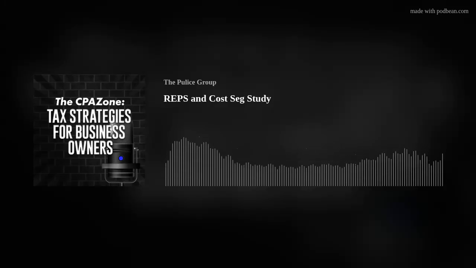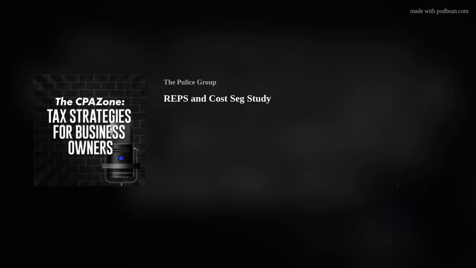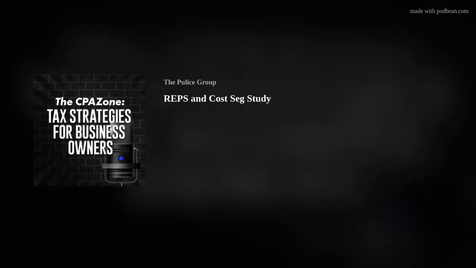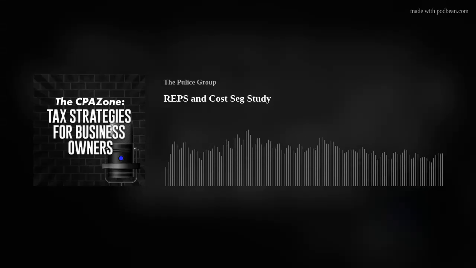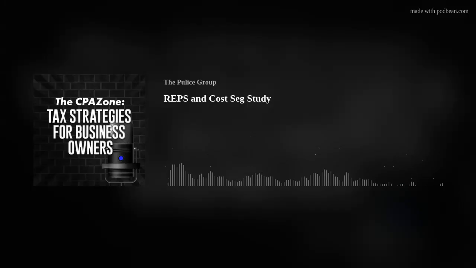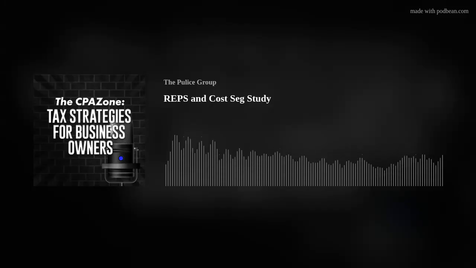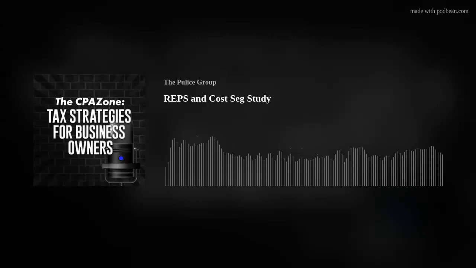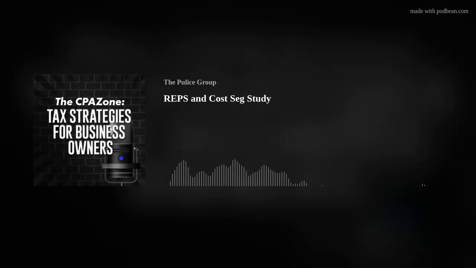Before 1986, real estate investors had it really good. You could easily offset rental losses against any other income, W-2 wages, business profits, you name it. But in 1986, Congress passed the passive activity loss rules, which are found under Section 469 of the Internal Revenue Code. This put a stop to those good old days of using your rental losses to deduct against other income. So rental losses or rental activities became passive by default.